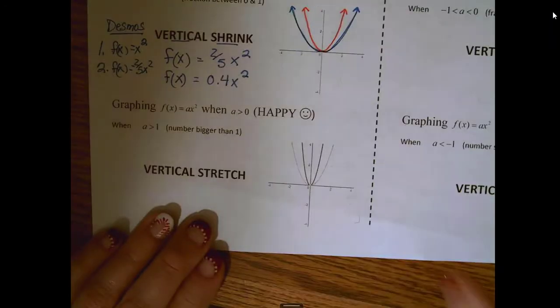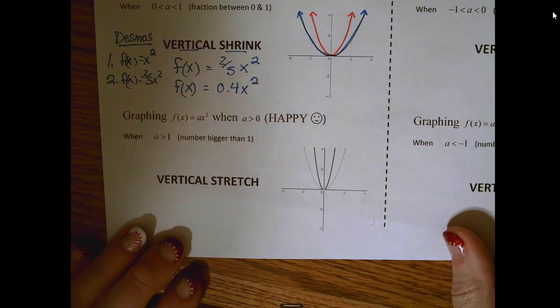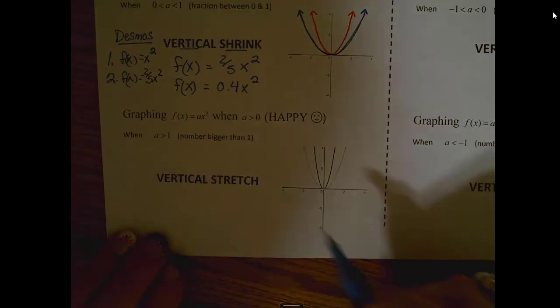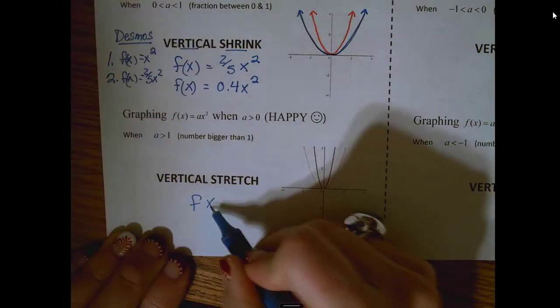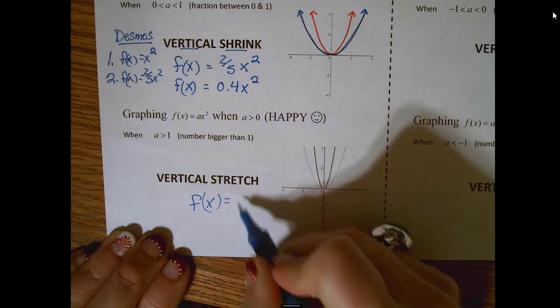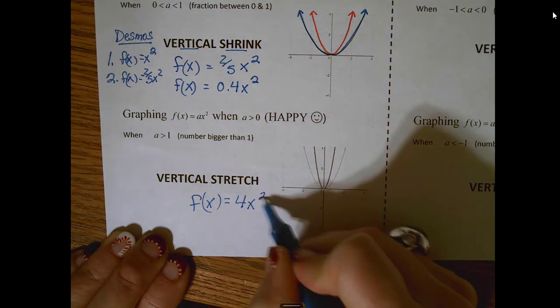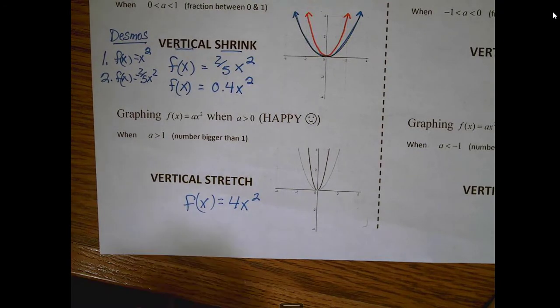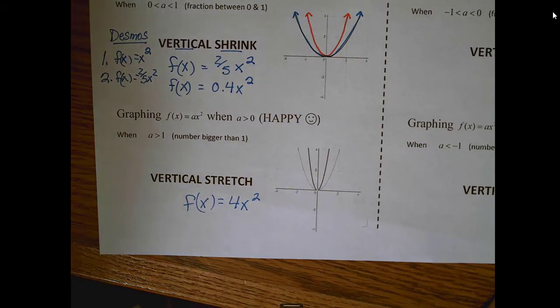Same situation, okay, a is still positive. It's a positive number, so we're still happy. But this time, I'm going to use the function f of x equals 4x squared. And we're going to take a look and see what happens with that. So again, on line 1, I put the parent function. On line 2, I put 4x squared.